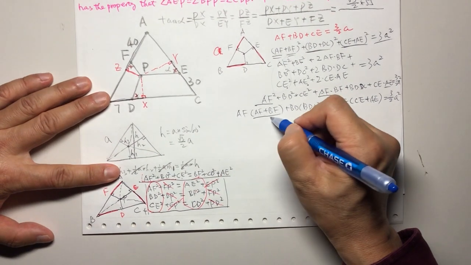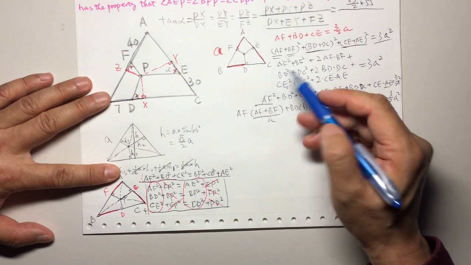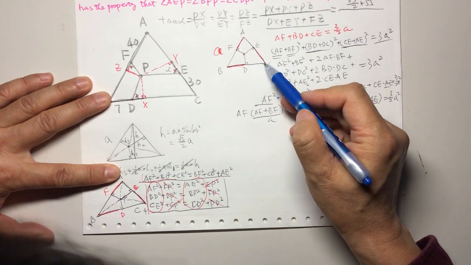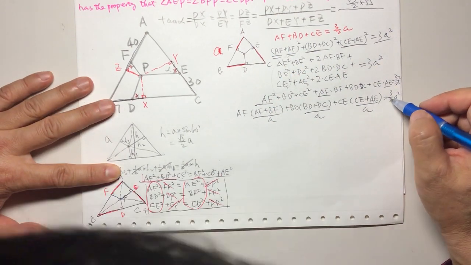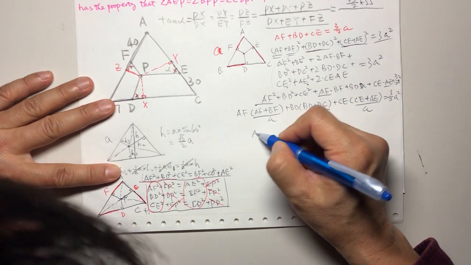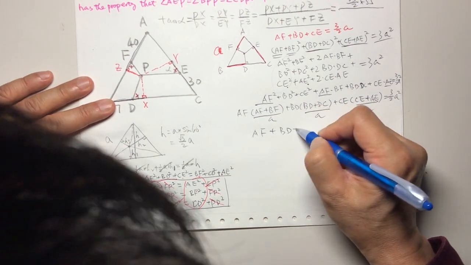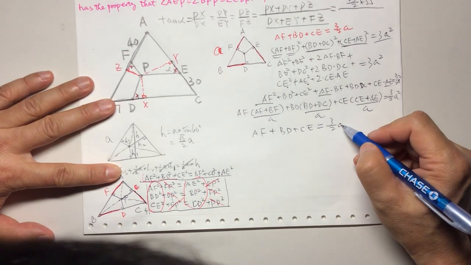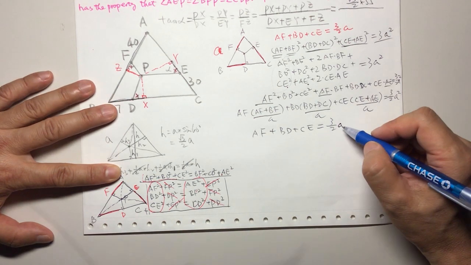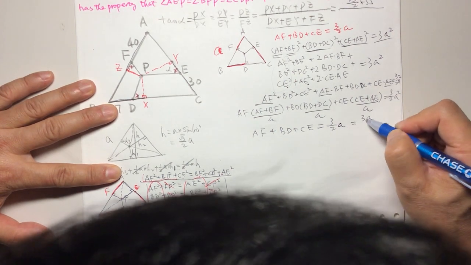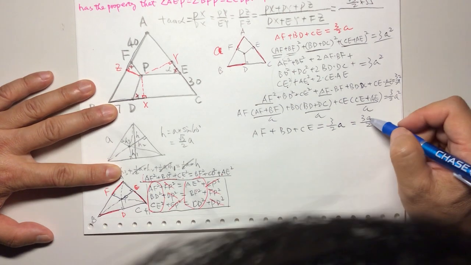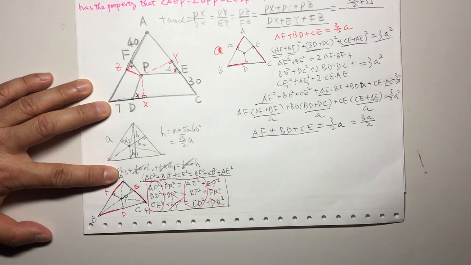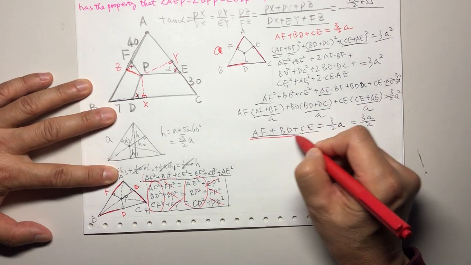And we know this is A for AF plus BF, and also this is A for BD plus DC, and also this is A for CE plus AE. So each side divided by A. Then I will get AF plus BD plus CE equals 3/2 of the side length, A, right? Also you can say 3A is the perimeter and this is the half perimeter. Okay, right? Half perimeter. Now this will help us. That's what we want to get.